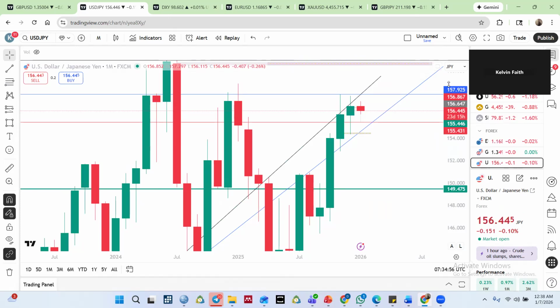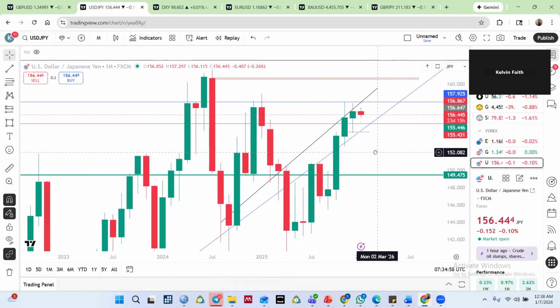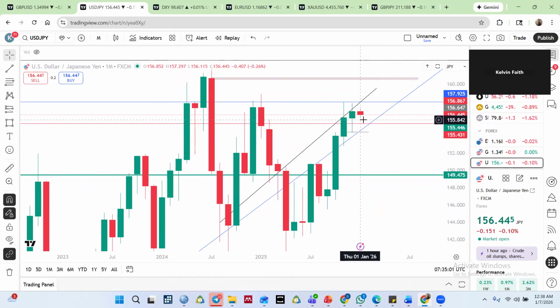It shows that way, but it doesn't mean that it has come down. We need this month's candle to close bearish in order to be sure that there's going to be a drop from this level. So we don't have the confirmation yet from the monthly time frame.